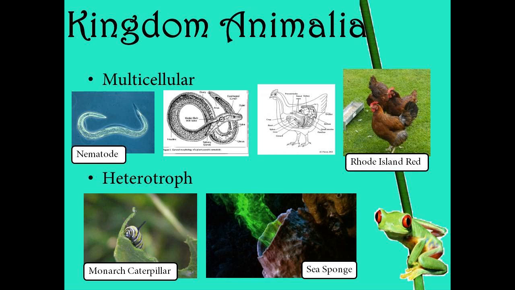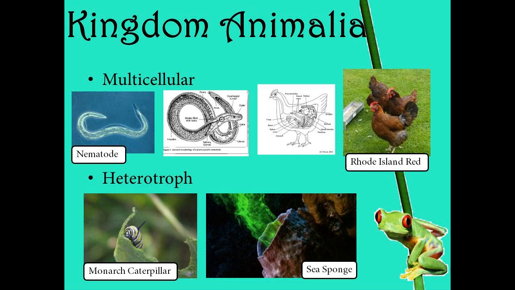And then the difference between animals and plants is that animals are heterotrophs. Have y'all heard the word heterotroph before? Heterotroph means they eat things. They can't make their own energy. So of course you have this monarch caterpillar eating a leaf, but you also have sponges.